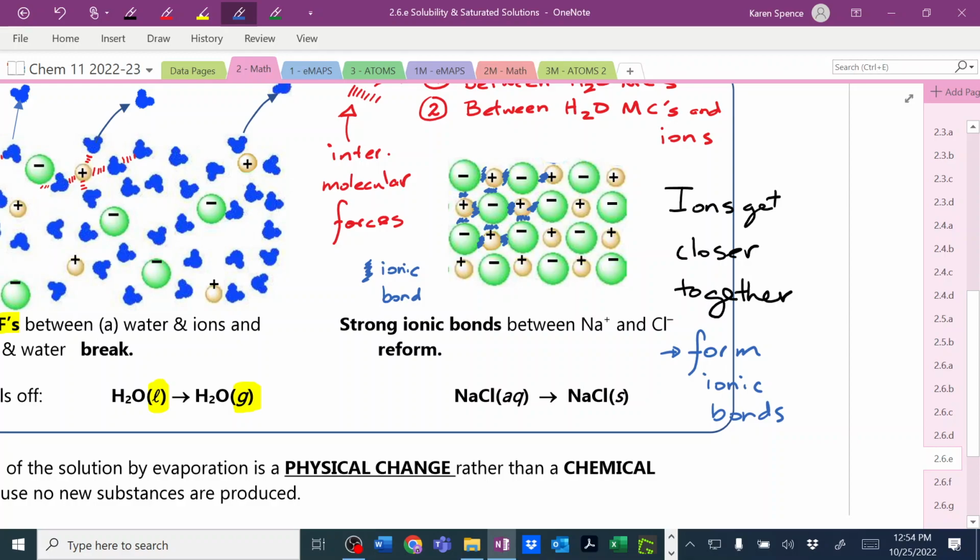Are ionic bonds strong or weak? They're strong. So when we are evaporating the water, what kind of forces are breaking? Tell your partner, when we evaporate the water, what kind of forces are breaking?